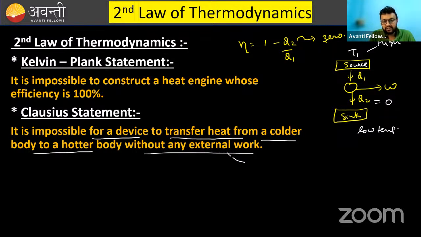And this external work you will see in refrigerators. In refrigerators, the inside temperature is colder, lower than the surroundings, but still heat is being rejected to the surroundings because some external work is done by the compressor. So what is the second law of thermodynamics about? It talks about the direction of heat flow. It talks about the direction of heat flow. So first of all, you need to remember those two statements of thermodynamics. They are usually asked in your CBSE exams.